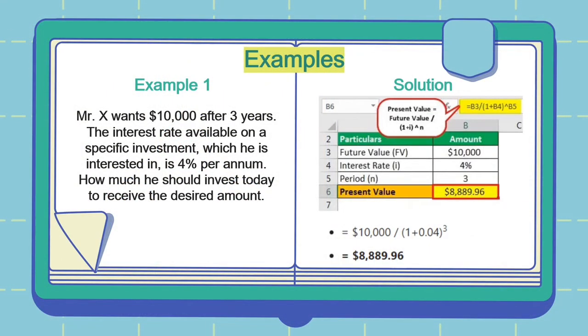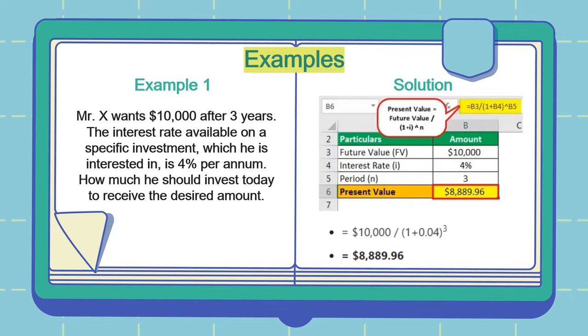Okay, next, let's see the examples for present value. Example 1: Mr. X wants $10,000 after 3 years. The interest rate available on a specific investment which he is interested in is 4% per annum. So, how much should he invest today to receive the desired amount?